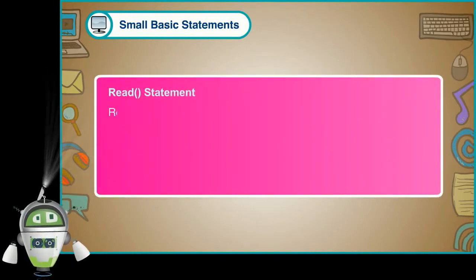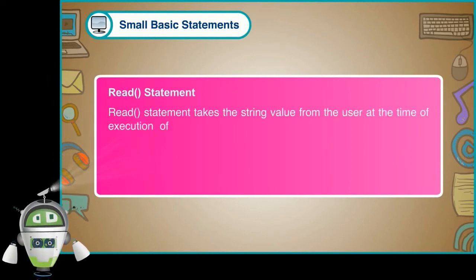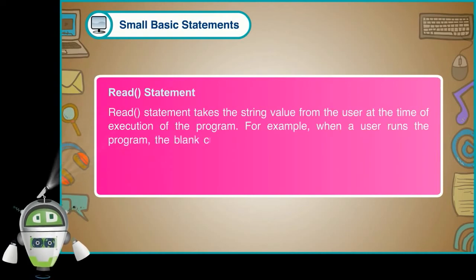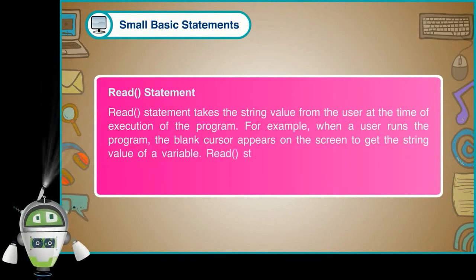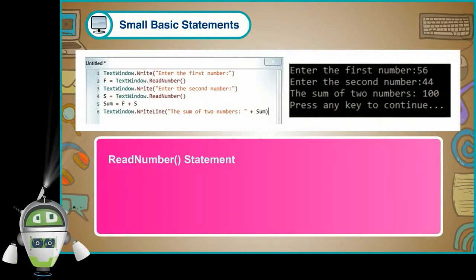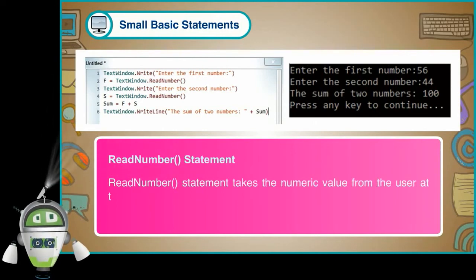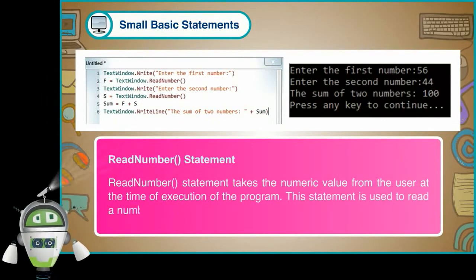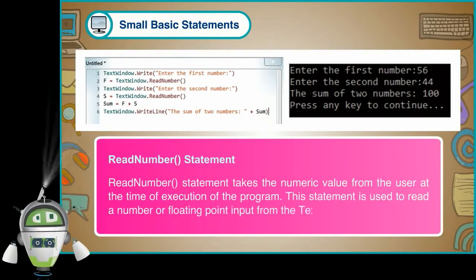Read statement. Read statement takes the string value from the user at the time of execution of the program. For example, when a user runs the program, the blank cursor appears on the screen to get the string value of a variable. Read statement prompts the user to enter a value for the variable each time. ReadNumber statement. ReadNumber statement takes the numeric value from the user at the time of the execution of the program. This statement is used to read a number or floating point input from the text window.